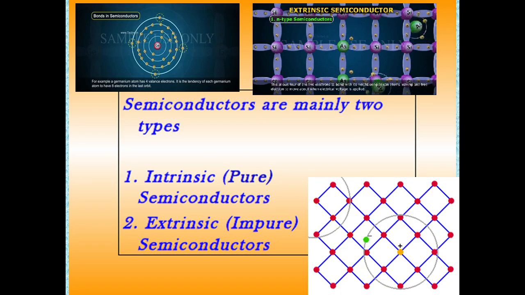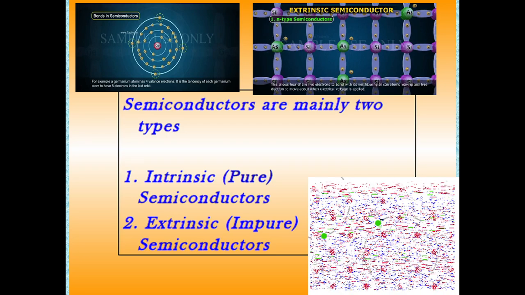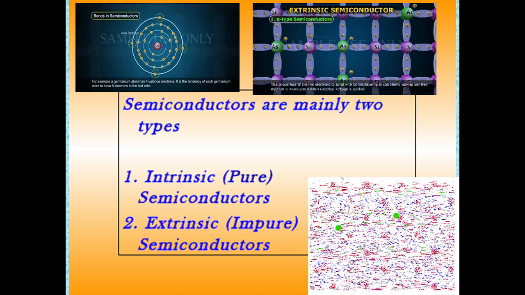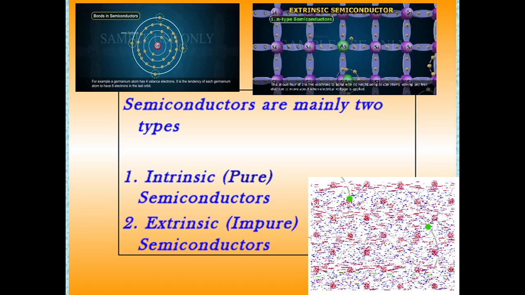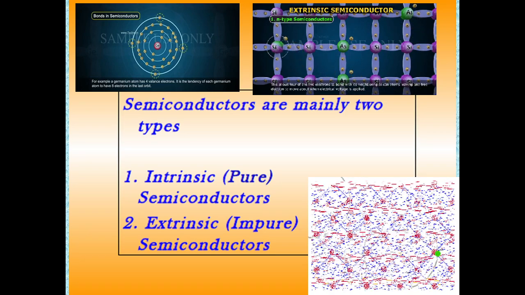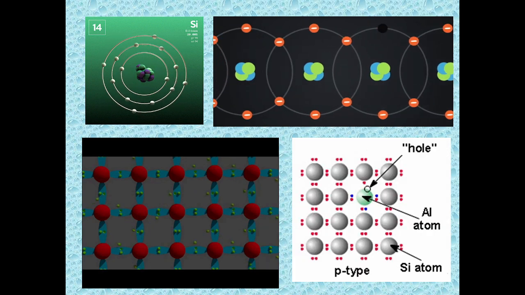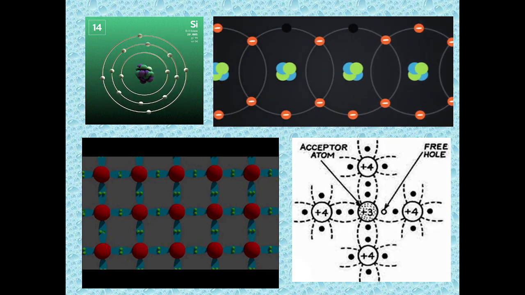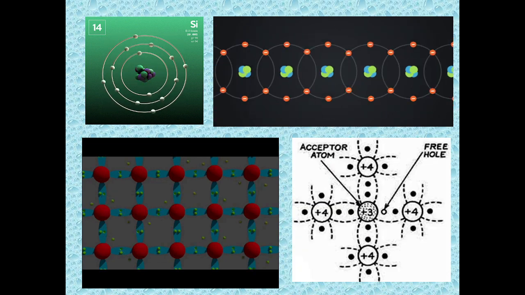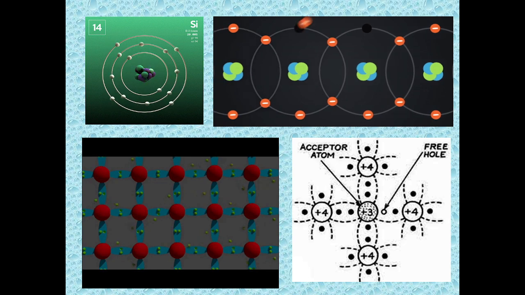The semiconductor types. This is the diagram which explains the types and classification of semiconductors. We all know that semiconductors are mainly of two types. One is intrinsic semiconductor and another one is extrinsic semiconductor. In the first diagram, these are silicon atoms. In the silicon atom, you can see that four valence electrons are orbiting around the outermost orbit.